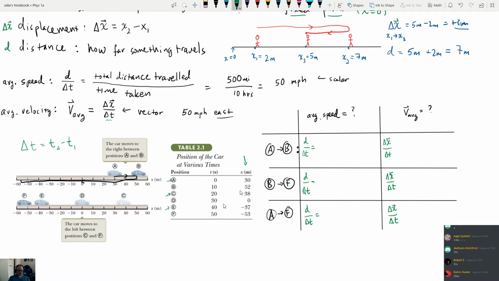It's 22, right? Because it goes from 30 to 52, yeah. So it's 22 meters in the numerator. The time interval goes from 0 to 10, right? So we would do 10 seconds minus 0 seconds in the denominator. And so what do we get? 22 over 10, so 2.2, right?